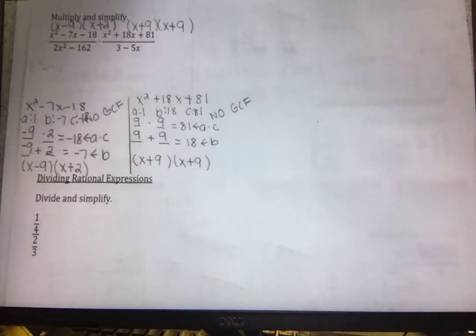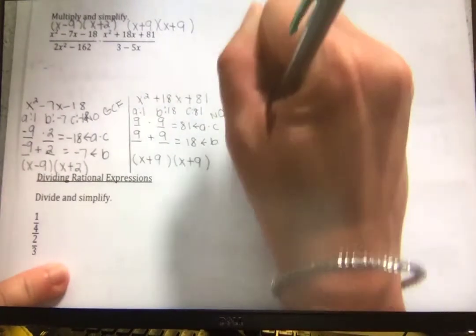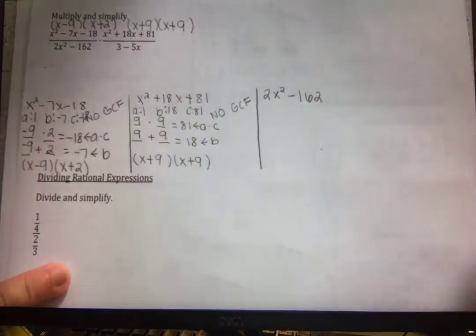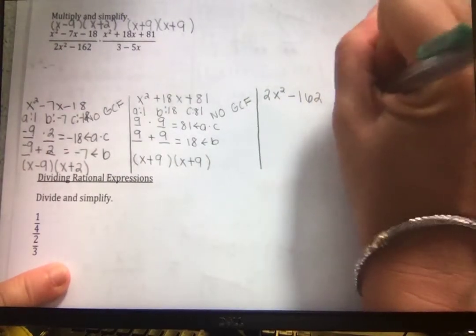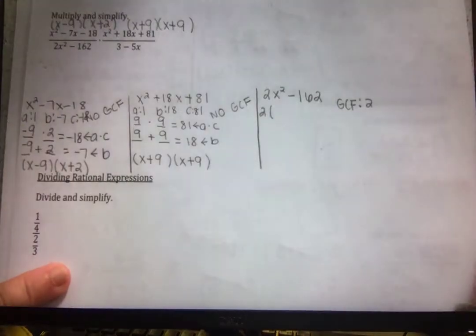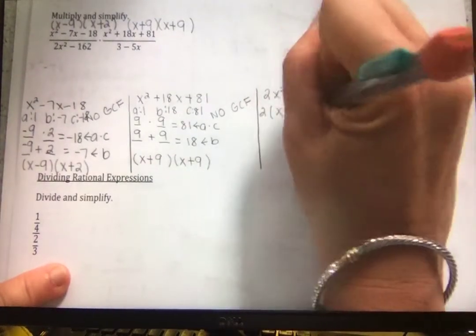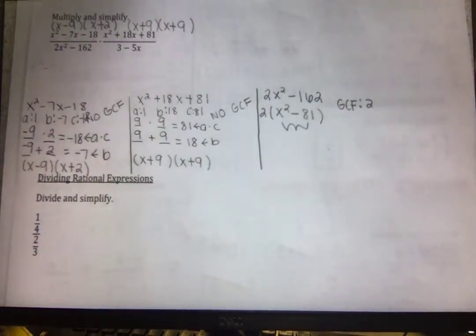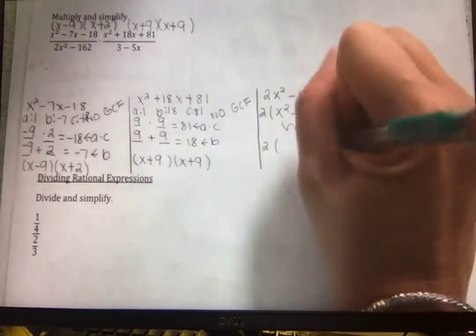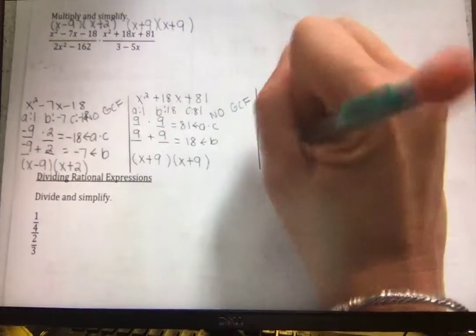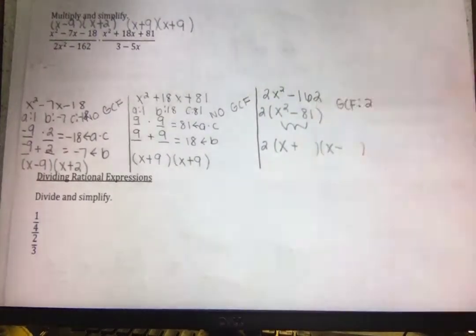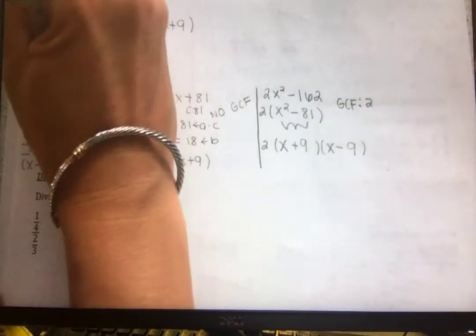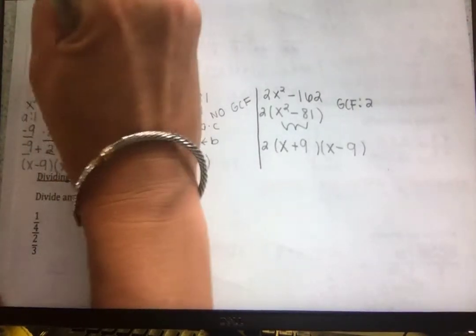Going into our last two. 2x squared, good, minus 162. I have a GCF of 2 first. Factoring out that 2, we're left over with x squared minus 81. And then we have another difference of perfect squares, so bringing down that 2. X squared we know is x times x. One's positive, one's negative. 81 is 9 and 9. So we can factor that into 2 times (x plus 9) times (x minus 9).